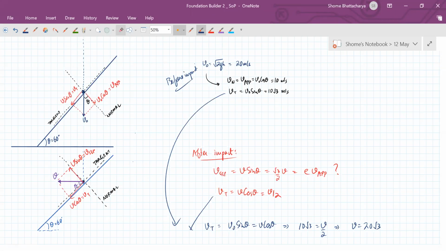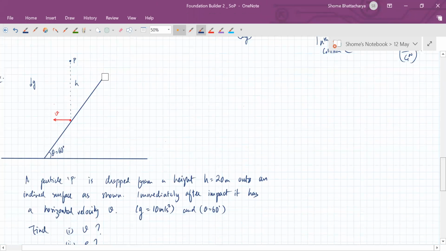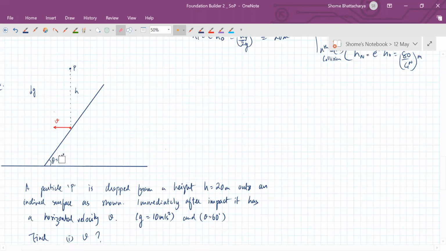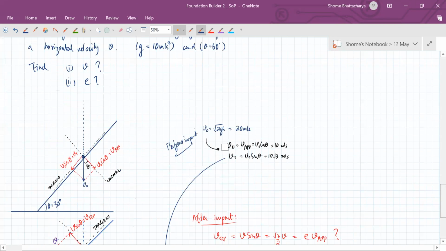I've just made a mistake in the question. The angle theta should be 30 degrees and not 60 degrees. Just change the value of the angle theta to be 30 degrees. I wrote the question wrong. Okay. I'll explain to you why later, that it should not be 60 degrees. Because at 60 degrees, this condition will not be possible, that it will become horizontal after impact. Okay. So just make a correction for the value of theta.